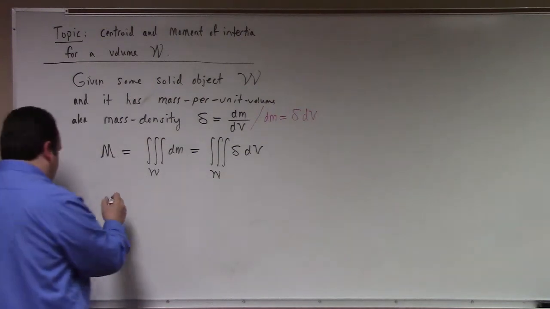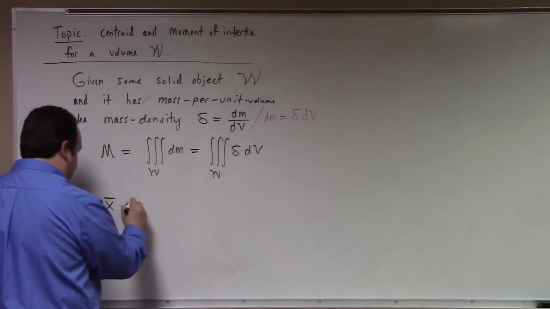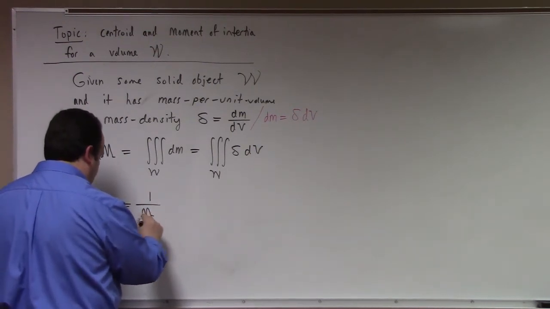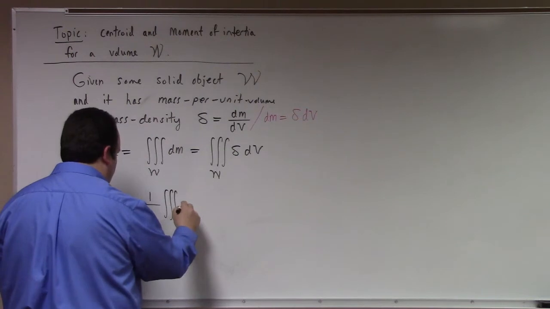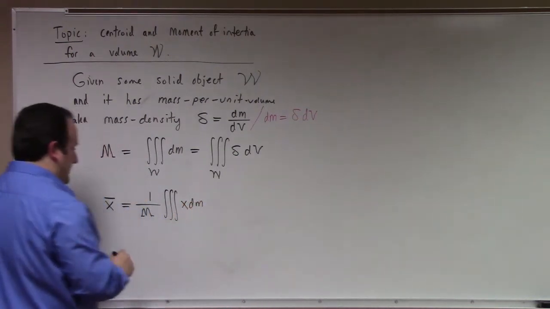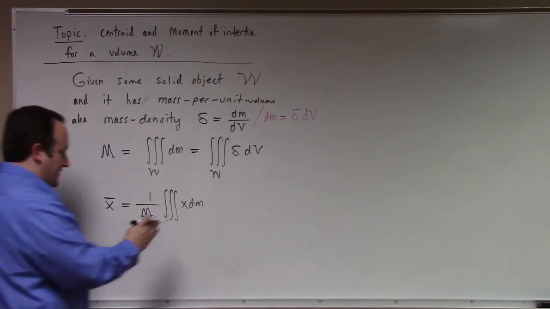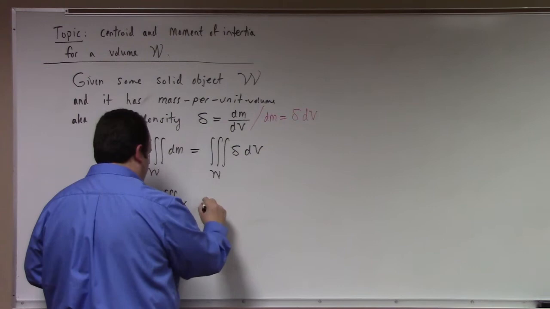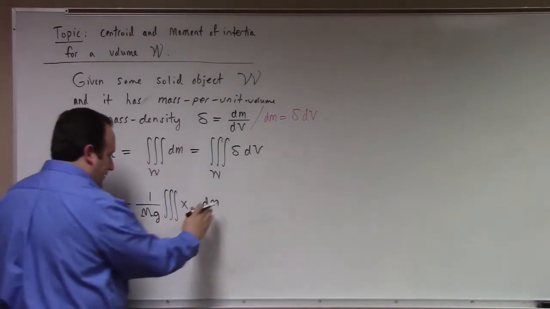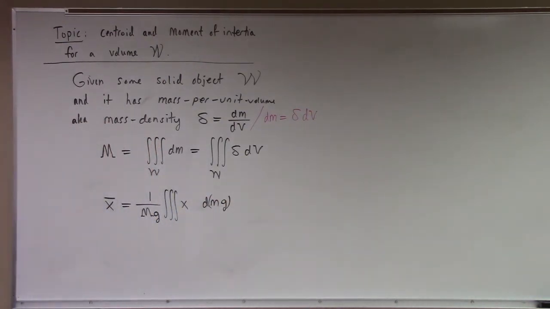Then you can calculate what's the average x. Well, the average x would be 1 over the total mass times the triple integral of x dm. I would say that this is a weighted average, but that's not quite average. If you want me to make this a weighted average, fine. You just got to put like a g here, and you got to put like a g over here. Then that would be a weighted average.